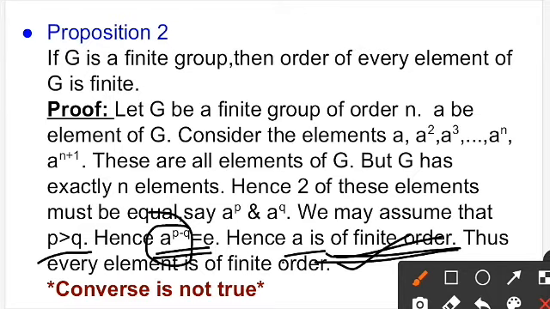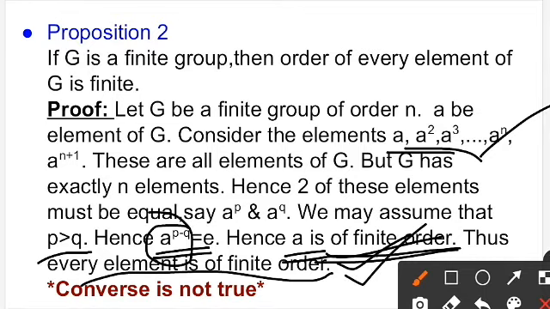As a is of finite order, therefore a raised to 1 must be of finite order, a raised to 2 must be of finite order, a raised to n must be of finite order. Therefore every element of the set is of finite order, and this is proved. But the converse of this proposition is not true. That is, if the order of every element of a group is finite, then G is a finite group. This is not possible. Let's see why.